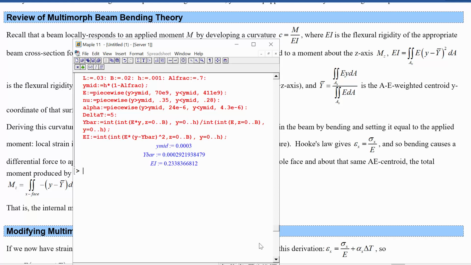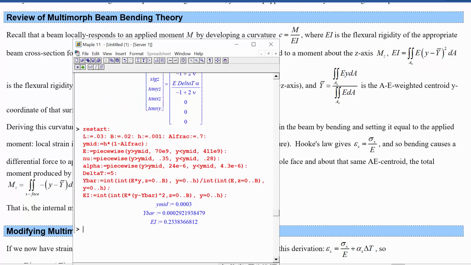It's hard to get a physical feeling for what EI is. It depends a lot on the thickness, right? This is resistance against bending. If we make the thickness twice as much, EI is going to scale by a factor of, let's see, is it thickness squared? We went from 0.2. Does it get 4 times bigger? Nope, it's more than 4 times bigger.